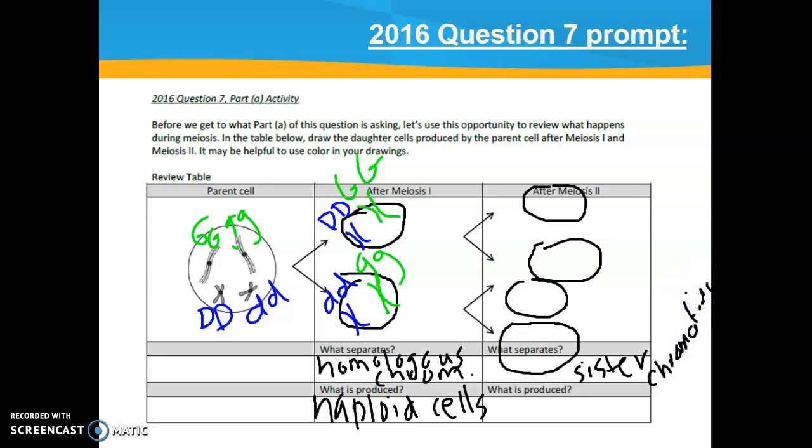And if we follow that through, this cell is going to get 1 copy of that. This cell is going to get the other copy. These 2 cells, we're going to see little g in one, little g in the other. And then we follow that through our blue. This is going to get big D, little d, little d. And what's produced here, we're going to end up with those 4 haploid. Now we can officially call these gametes.